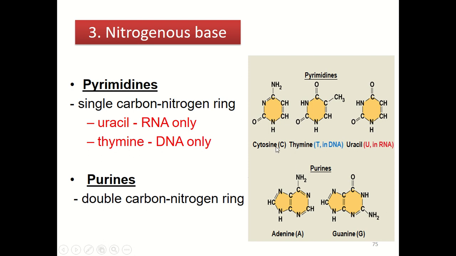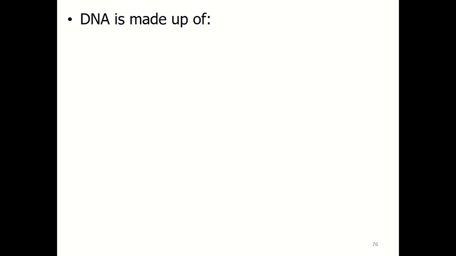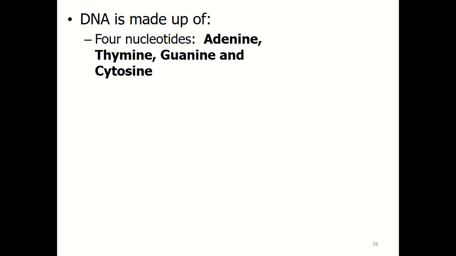So cytosine and thymine in DNA are under the group of pyrimidine. Meanwhile, cytosine and uracil are under the group of pyrimidine in RNA. Meanwhile, in both DNA and RNA, the purine consists of adenine and also guanine bases. Therefore, DNA is made up of 4 nucleotides: adenine, thymine, guanine, and cytosine. Meanwhile, RNA has adenine, uracil, guanine, and cytosine.